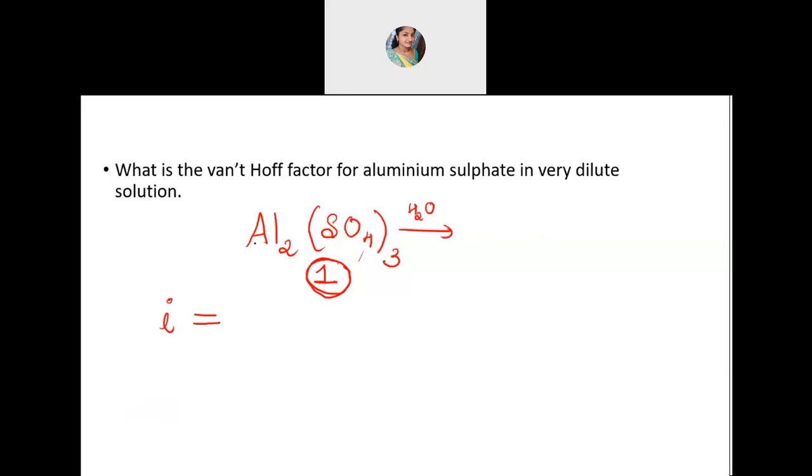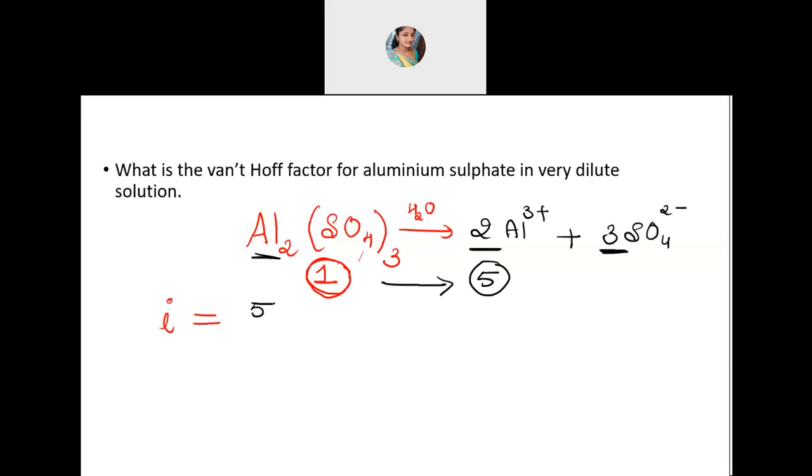So here you can see 2 aluminium ions are there. Then I'll get 2 Al3+ ions, plus how many sulfate ions are there? 3 sulfate, 3 SO4 2- ions. So altogether, if you count 2 plus 3, how many solute particles are you getting after they have dissolved in water? 5. Correct? So you use the formula i is equal to the number of particles after dissociation divided by the number of particles before dissociation. After dissociation it is 5, divided by before dissociation it is 1.